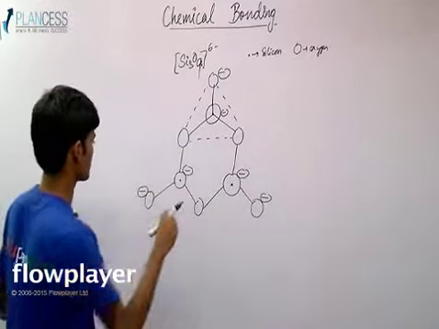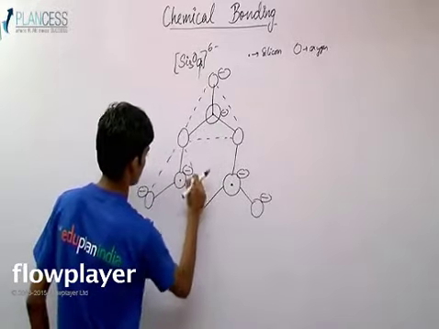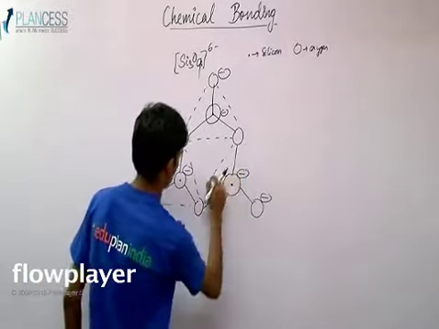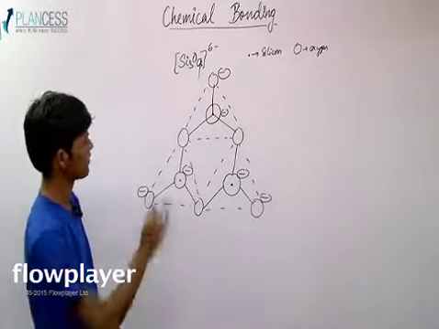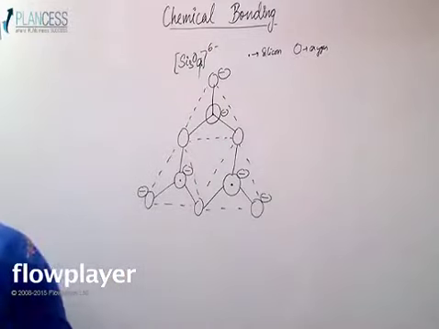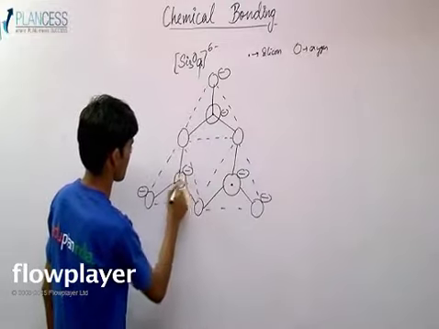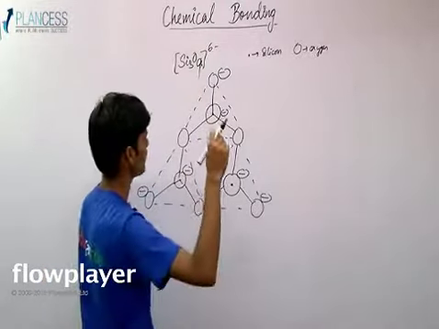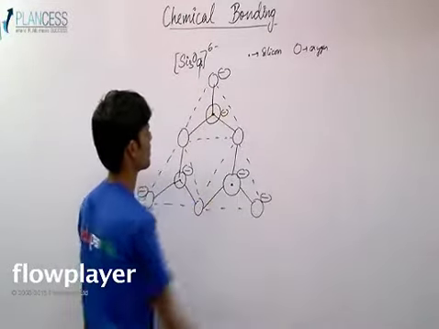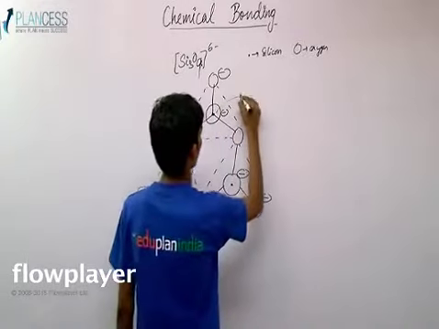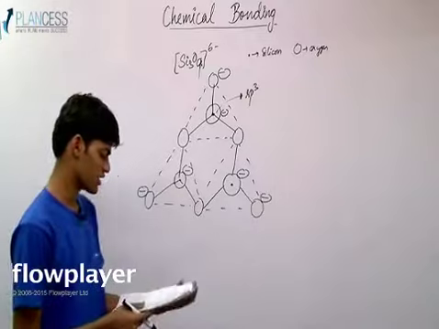So the structure would be something like this. We can join this. This is the structure of Si3O9, where three oxygens are coming out of the plane, which have this negative charge, and 3 oxygens are in the plane. The silicon atom has a hybridization of sp3 because of 4 bond pairs and no lone pair.